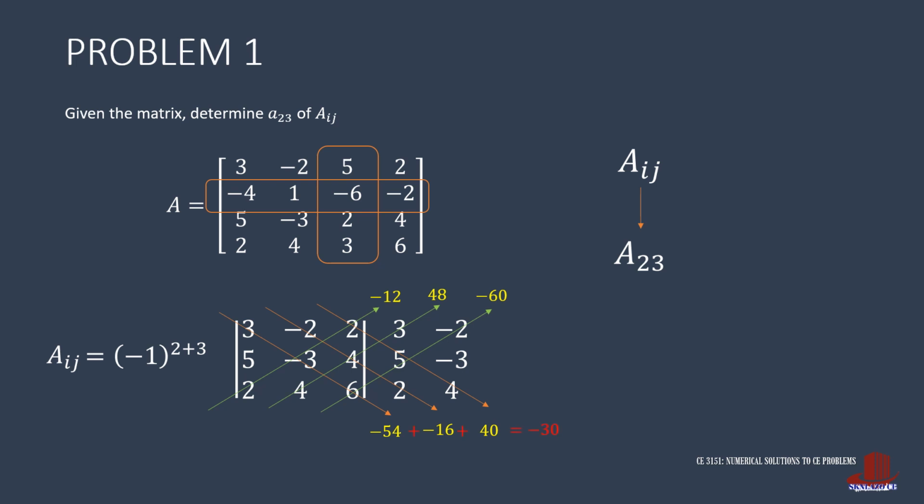Add all the products. Negative 54 plus negative 16 and 40 give negative 30. Also, negative 12 plus 48 plus negative 60 is negative 24. Now the simple equation for the cofactor is negative 1 raised to 5, which is simply negative 1 times positives less negatives. That is substituted into negative 1 times negative 30 minus negative 24, giving element 2, 3 of the cofactor as positive 6.